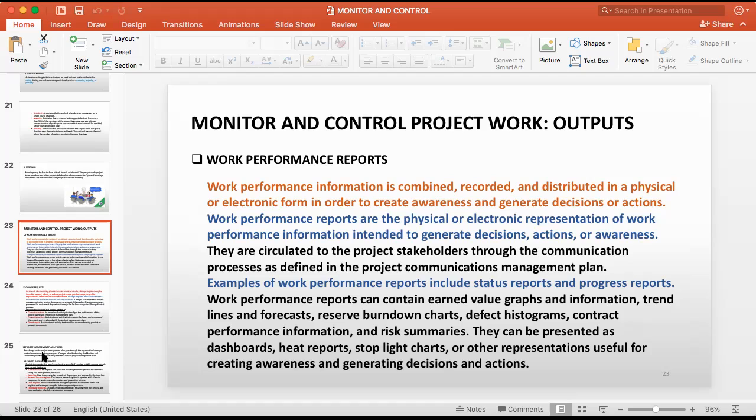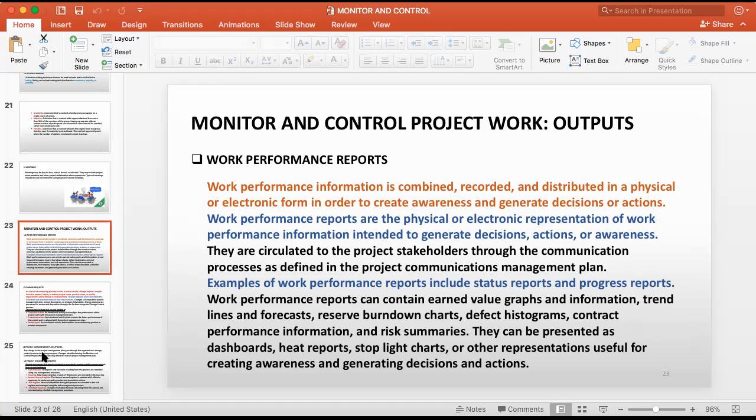The work performance report is a comprehensive report. You get all the details of your work, so it is a very important one. That is the output of monitoring and controlling. Seeing how the work has been carried out, it is always in that report. Everything is in detail. They are circulated to the project stakeholders through the communication processes as defined in the project communication management plan. Examples of work performance reports include status reports and progress reports.